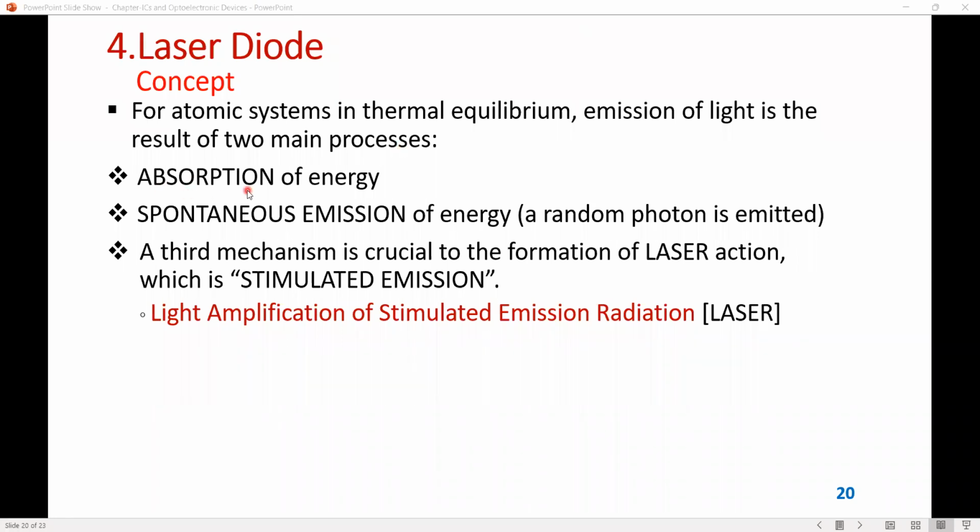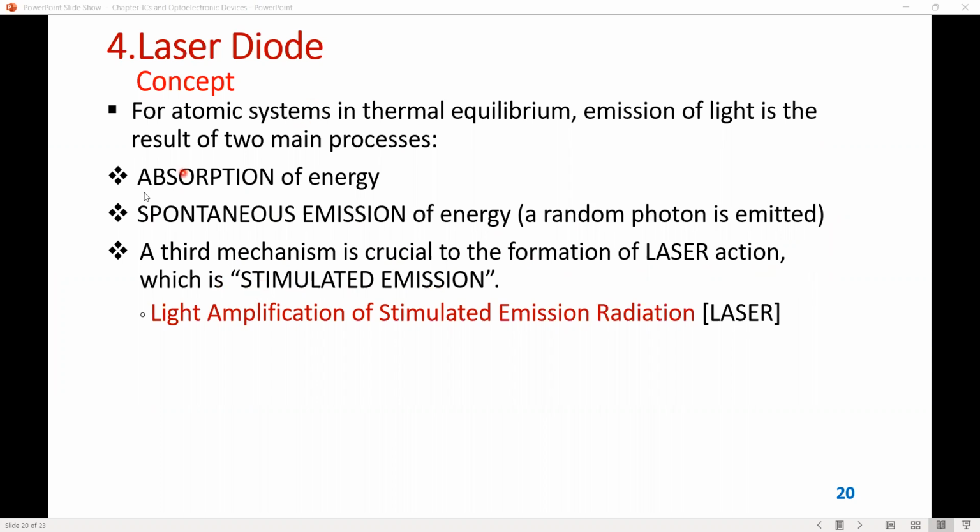First is called absorption of the light, then spontaneous emission of energy, where random photons are emitted, which is the case in an LED. A third mechanism is crucial to the formation of laser action, which is stimulated emission. You have studied this emission in physics. I know that it is there.